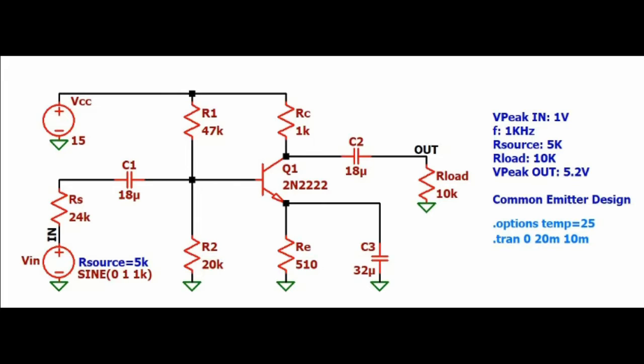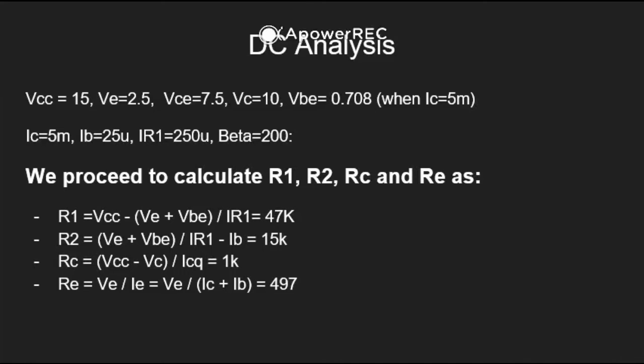The beta established for the transistor by LTSpice is 200, and the voltage dropped in the transistor that LTSpice registered is 0.708 volts. These two data are present in the datasheet, and this is how we make the DC analysis and make some assumptions. Once we have all the values from the assumptions done before, we proceed to calculate the values of resistors 1, 2, C, and E.